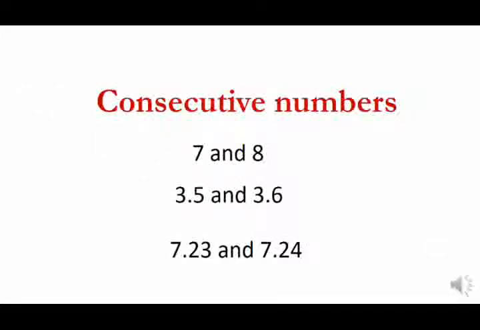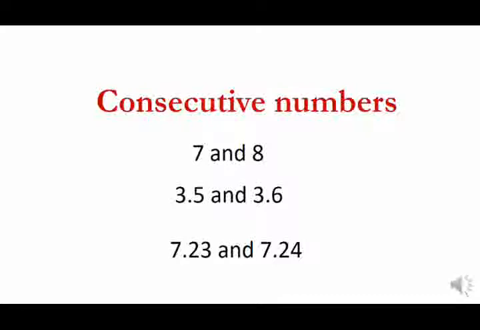First, let's remember the meaning of consecutive numbers. Consecutive numbers are numbers that follow each other, next to each other, after each other. For example, 7 and 8, whole numbers, and they can be decimal numbers as well, like 3.5 and 3.6. You see how the tenths digits are consecutive? 5 and 6 follow each other.